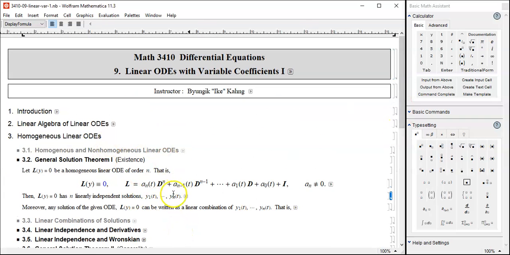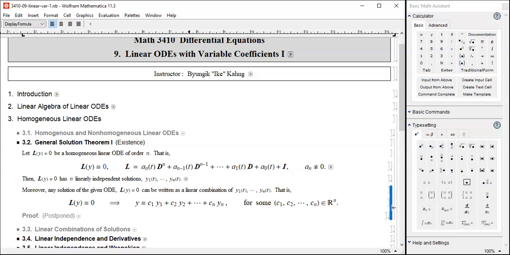So that's the first half of this general solution theorem. Now, how about the other half here? That's going to be a bit harder. Moreover, any solution y of L of y equal to 0 can be written as a linear combination c1y1 plus c2y2 plus all the way over to cnyn. Any solution can be written as a linear combination.